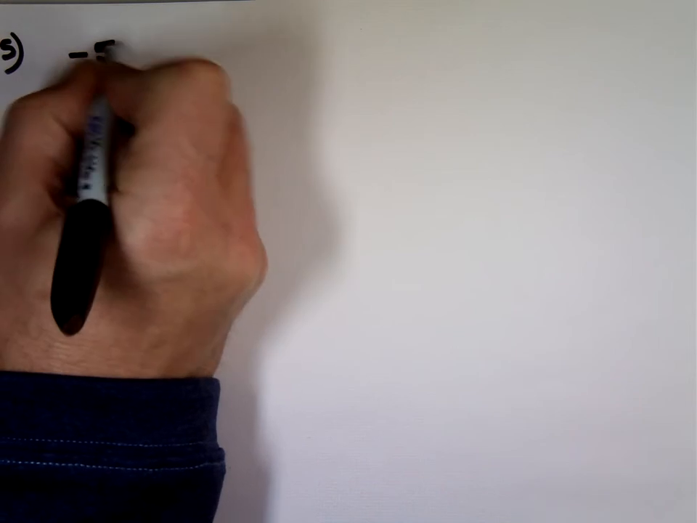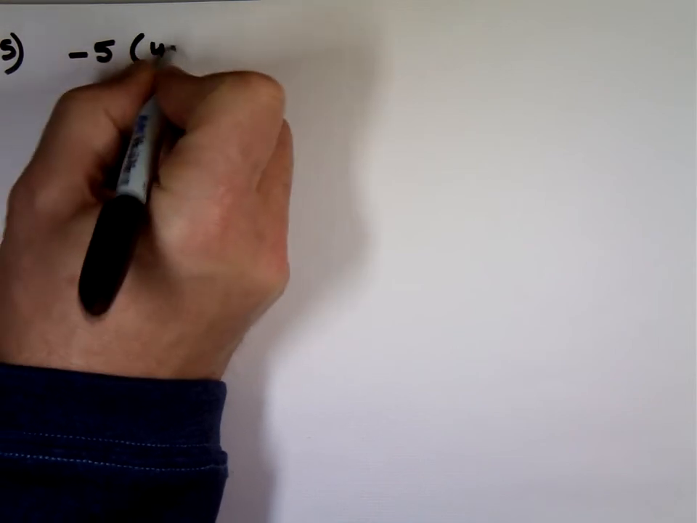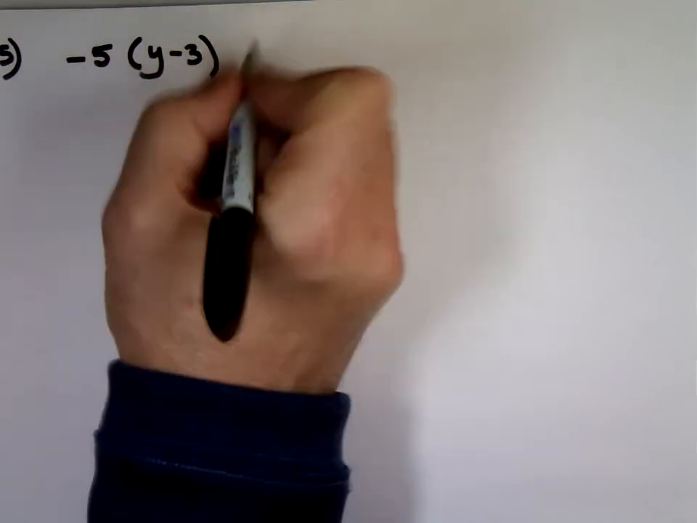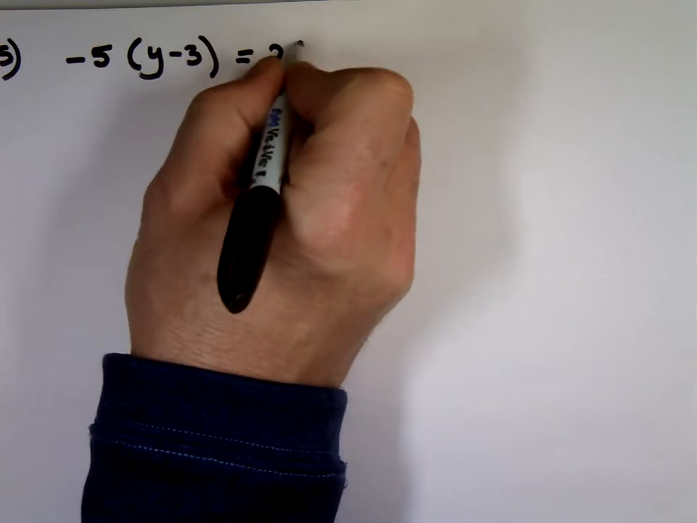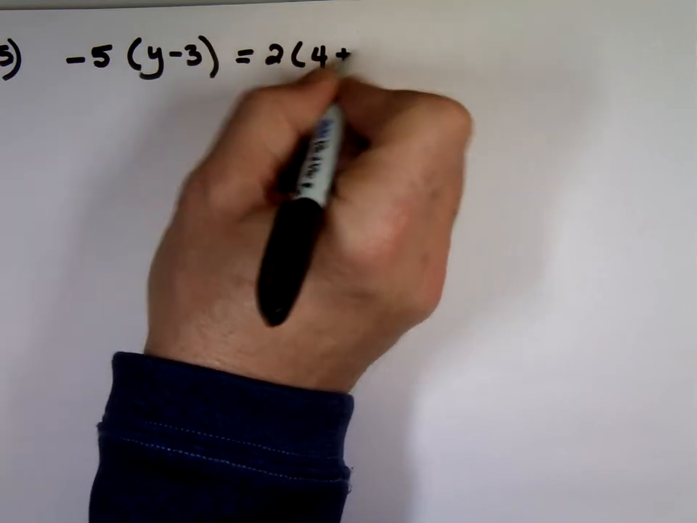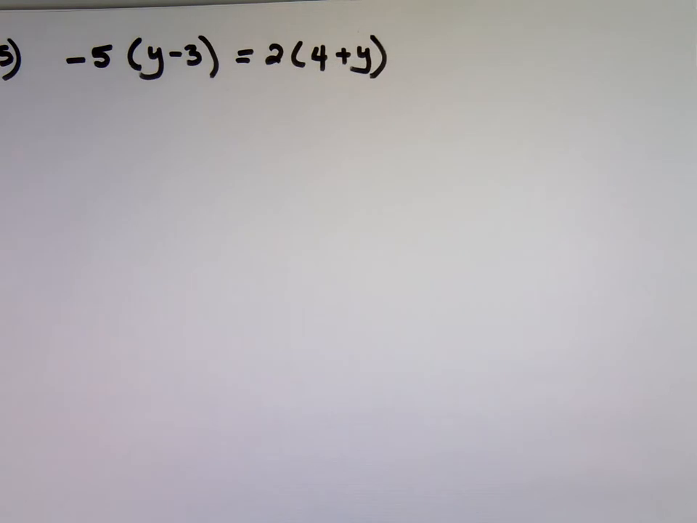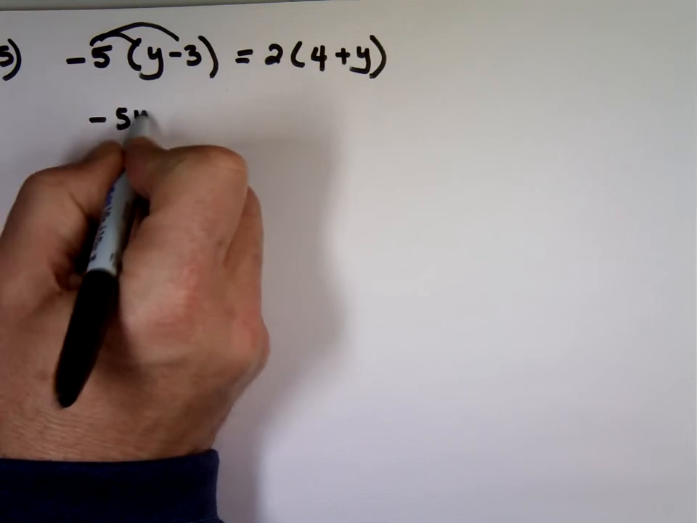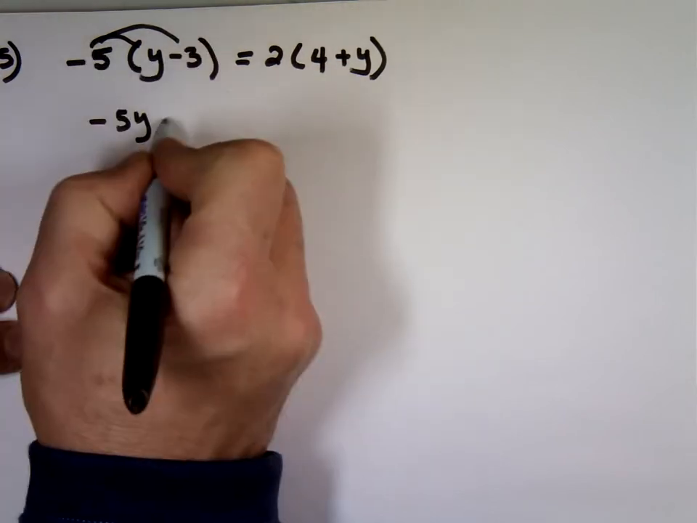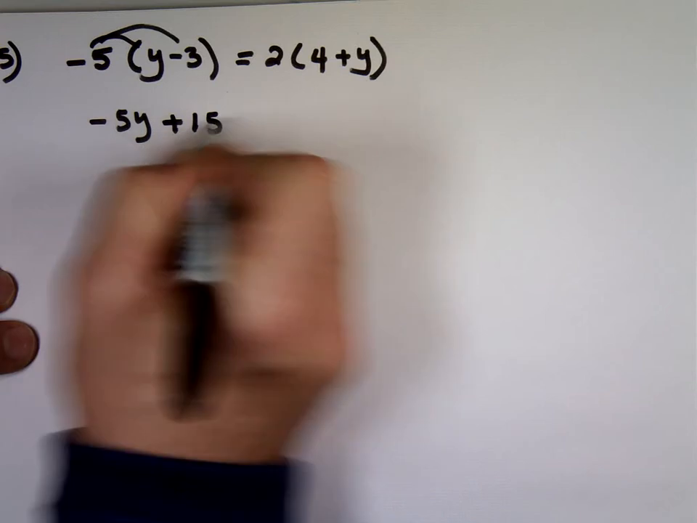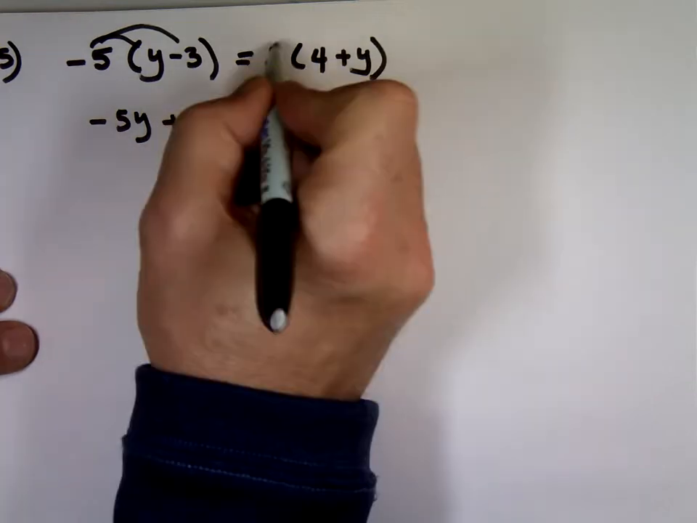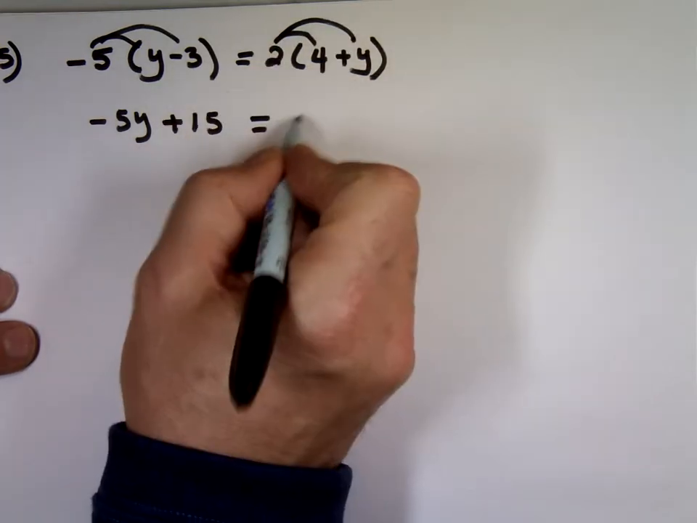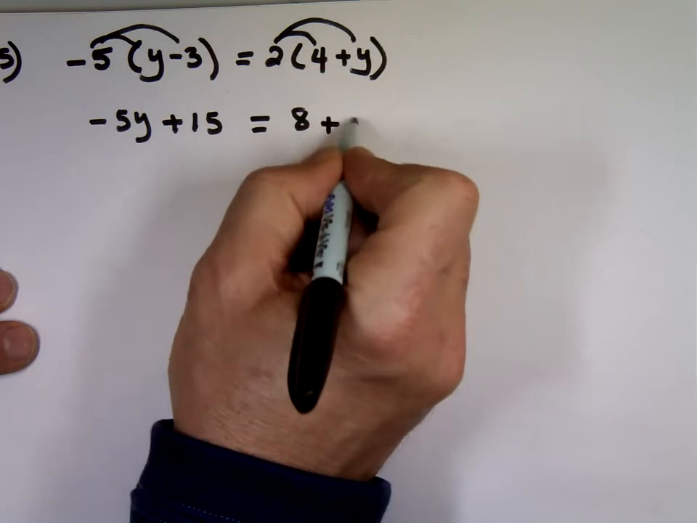Negative 5 times y minus 3 equals 2 times 4 plus y. Distribute negative 5 here. Yep. Negative 5y plus 15 equals 8 plus 2y.